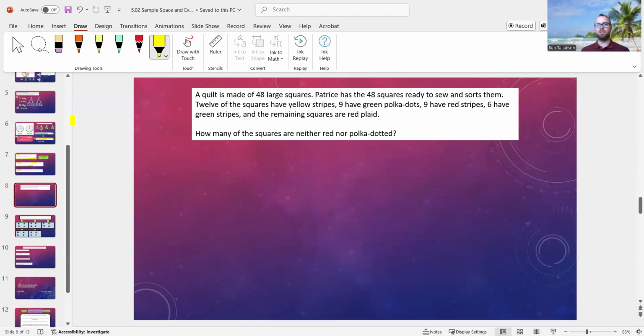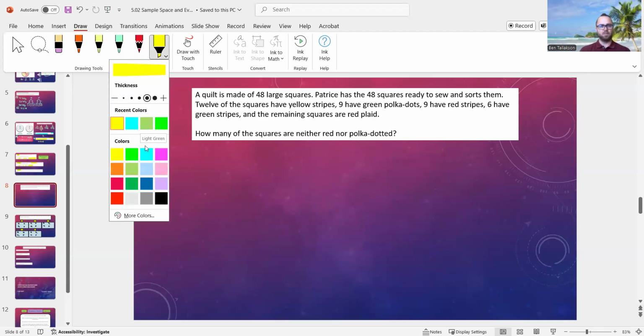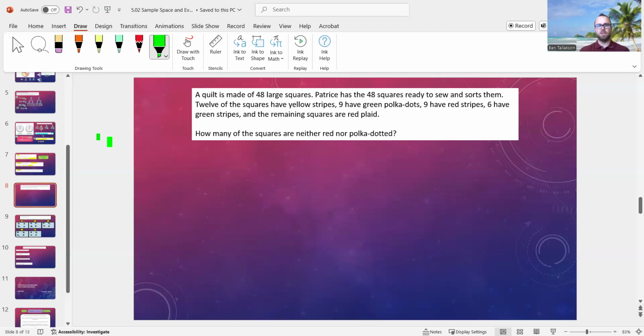12 of the squares have yellow stripes. 9 have green polka dots. 9 have red stripes. 6 have green stripes. And the remaining squares are red plaid. How many of these squares are neither red nor polka dotted? Go ahead, please, and try to see if you can point out all of the squares that fit this requirement, neither red nor polka dotted.